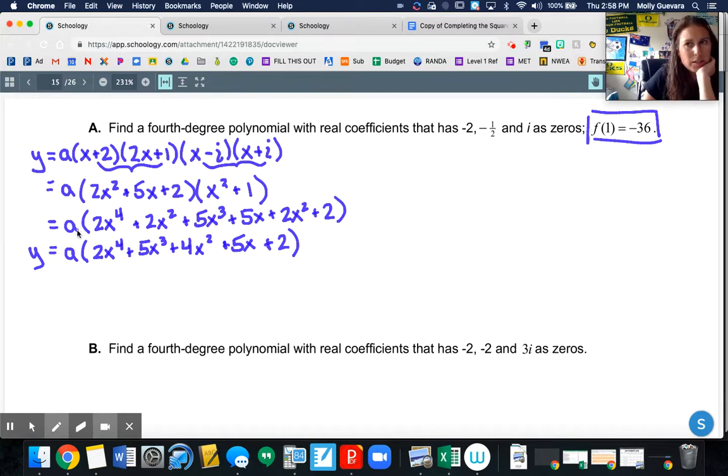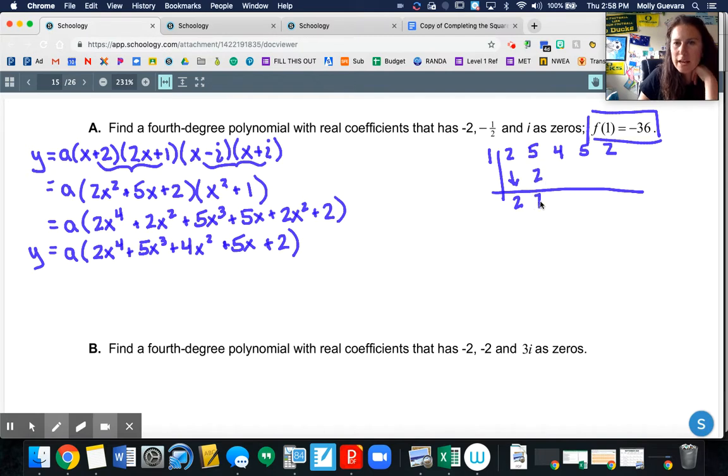Does that make sense? Okay, if I plug in 1, I get out negative 36. I don't really want to plug in 1 to all of this because it's going to be kind of a pain, although 1's not that hard. So I'm just really quickly going to use synthetic division to figure out what I would get if I plugged in 1. So I have 2, 5, 4, 5, and 2. 2 comes down, and I multiply and add, and multiply and add, and multiply and add, and multiply and add.